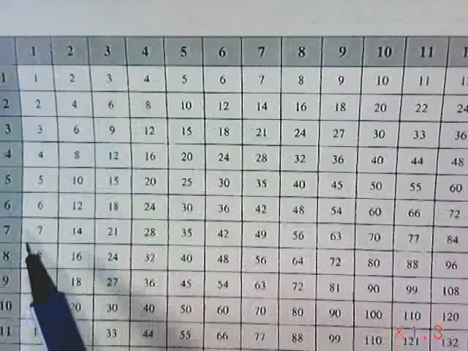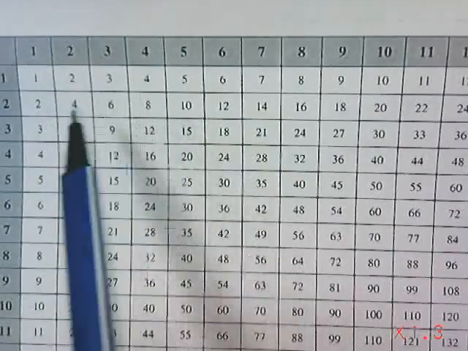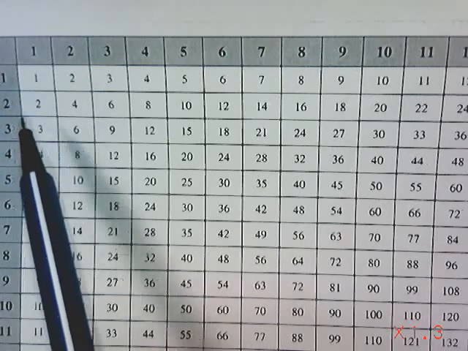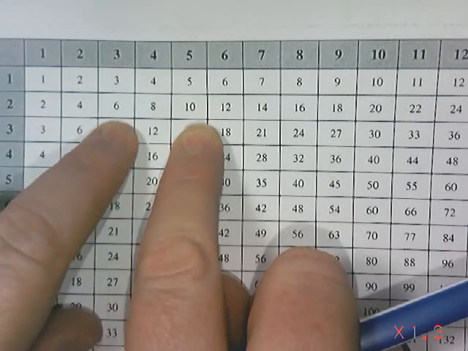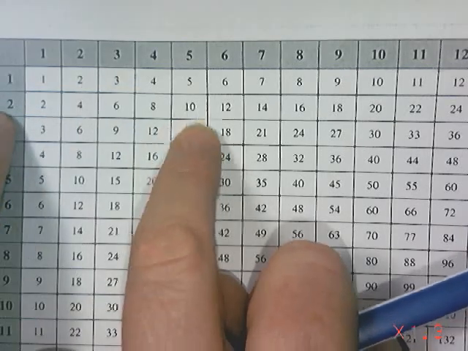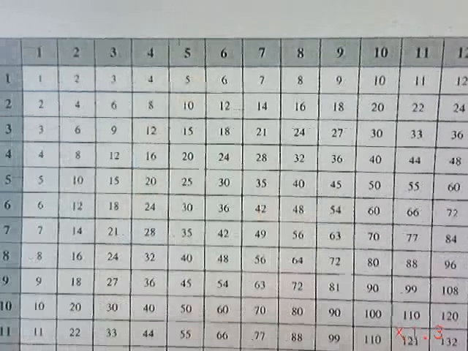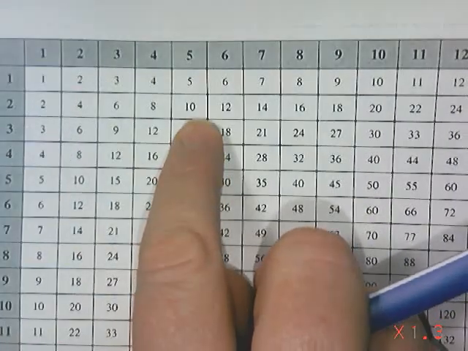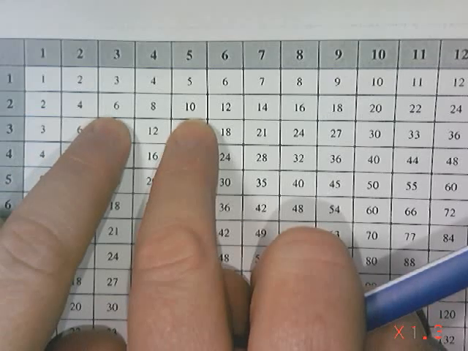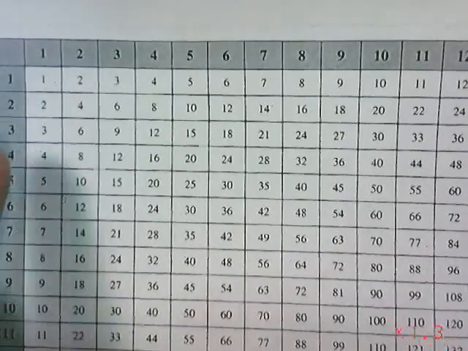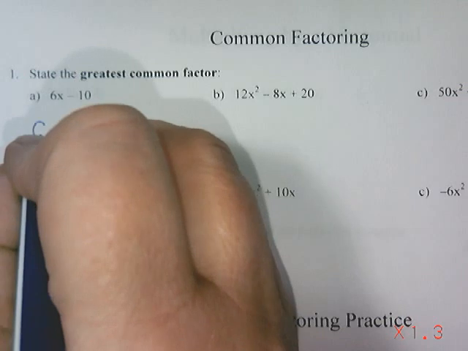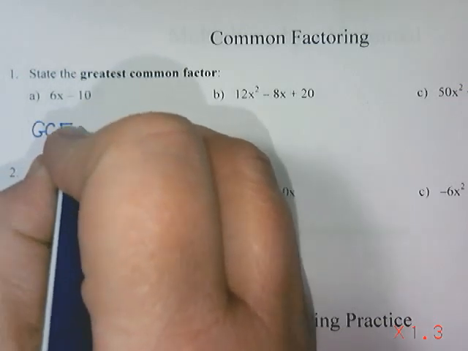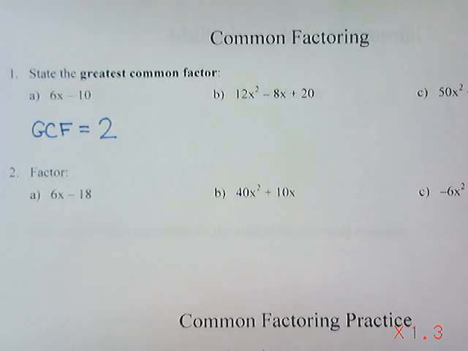So the largest row that we found 6 and 10 in was 2, which tells me that 6 and 10 both divide by 2. 6 divided by 2 is 3, and 10 divided by 2 is 5. So the greatest common factor, so the largest number that would divide into both, is the number 2. Instead of saying greatest common factor, we usually write GCF. So my greatest common factor is 2.